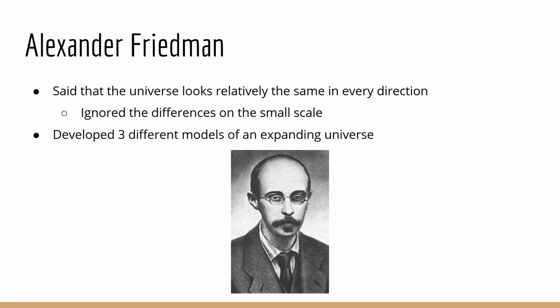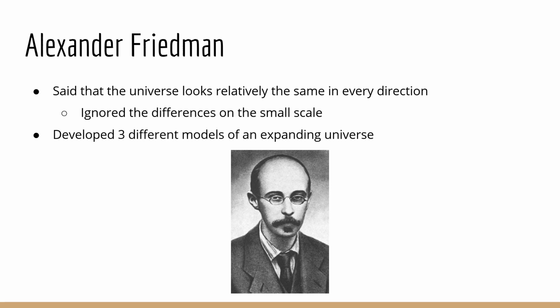He said that the universe looks relatively the same in every direction. In cosmology, this is known as the homogeneity of the universe. That's only if you ignore the differences on the smallest scale. And he used this assumption to come up with three different models of an expanding universe.